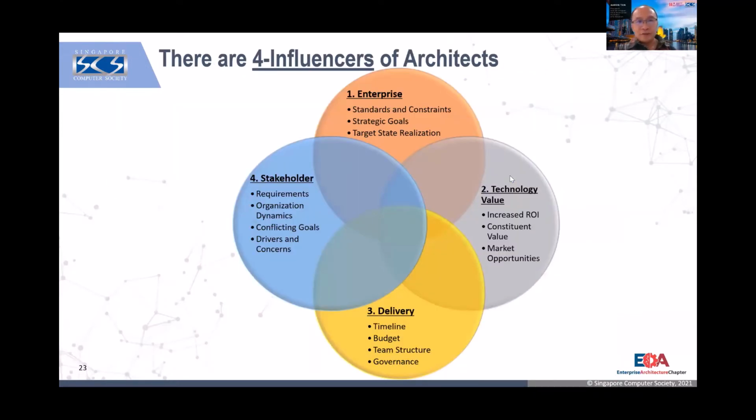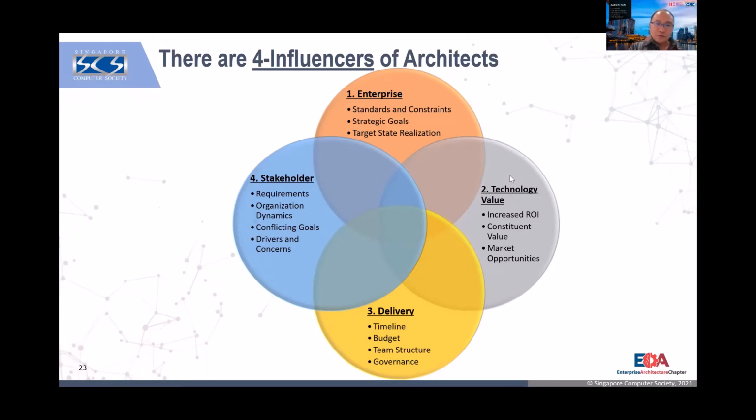So there are 4 influences. The first is that we need to influence our enterprise. So we need to introduce standardization. We need to bring our enterprises always to the next level. They call it target state. Then the next one, we also need to show the value, because when we go into the transformation, we need to invest in technology. How can we ensure that our investment returns the ROI? How can we ensure that our technology investment brings constituent value? Constituent value means all the users, the community, or the group of stakeholders are happy with it.